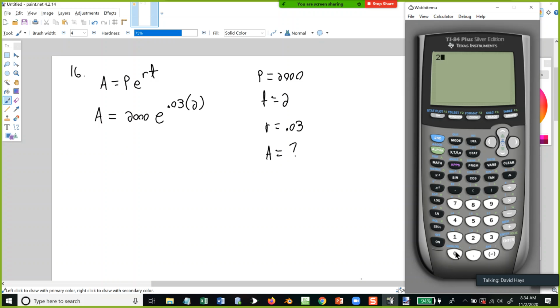If I do 2,000, now how I get e, remember, is second ln, second natural log. It puts an e, puts a caret, puts the beginning parentheses. When you put this in, you want to make sure you do not put any extra parentheses in. It put the beginning parentheses there for me. I didn't put any other ones in. And then I put 0.03 times 2, and then enter. And that'd be our answer.